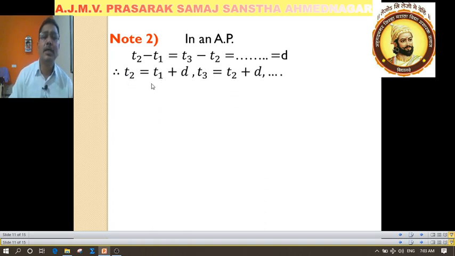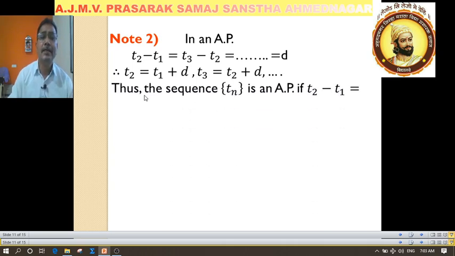Therefore, the next term T2 is obtained by adding the common difference to the first term. So if we add D in the first term T1, we get T2. If we add D in the second term, we get T3. So T3 is equal to T2 plus D. Thus, the sequence Tn is an arithmetic progression if T2 minus T1 is equal to T3 minus T2 is equal to T4 minus T3 is equal to a constant.